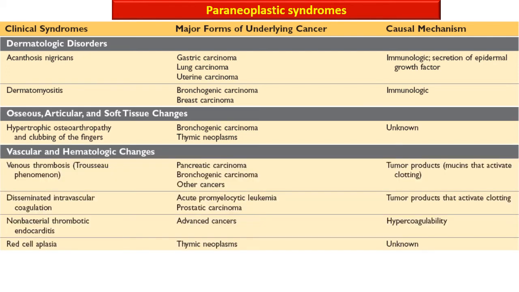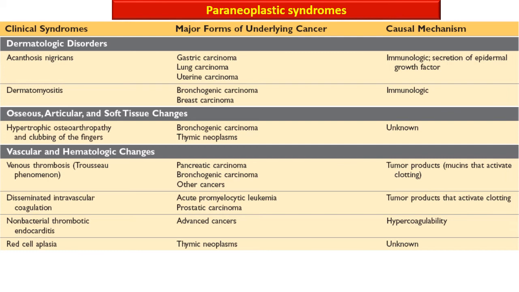There are various vascular and hematological changes also, such as venous thrombosis, that is the Trousseau phenomenon, and it is due to products of the tumor, and it is the mucin that activates the clotting. It is seen in pancreatic carcinoma, bronchogenic carcinoma, and other cancers.